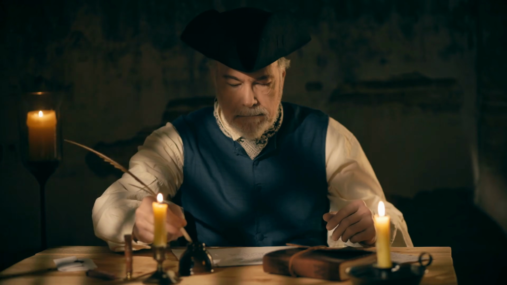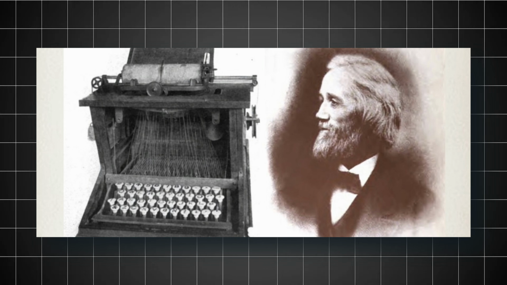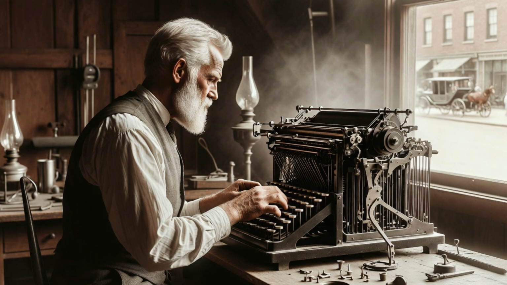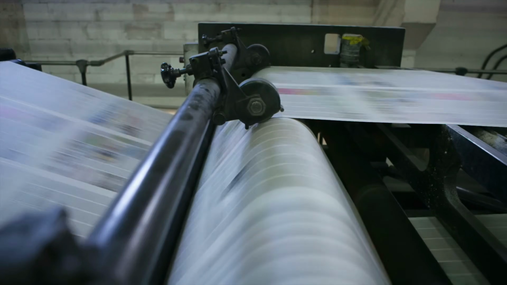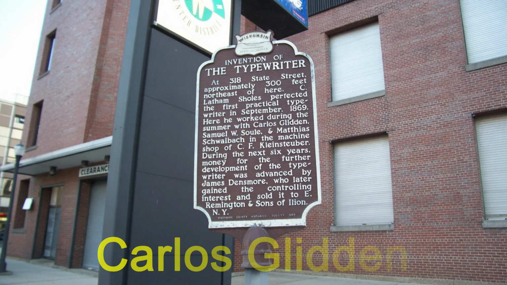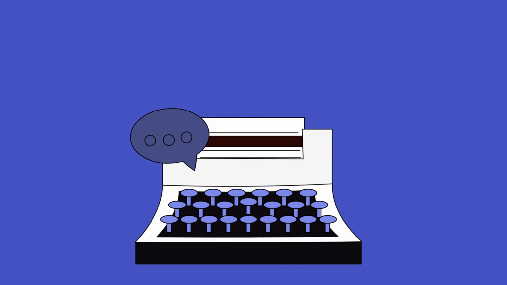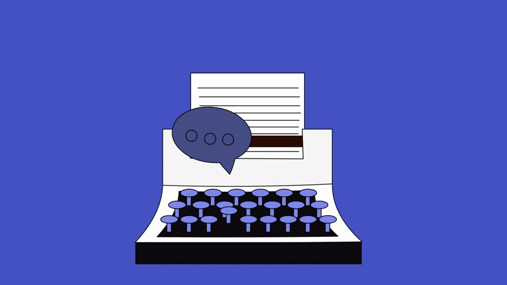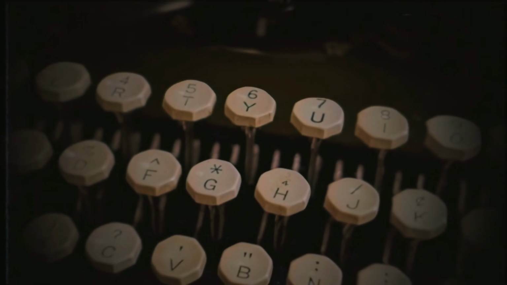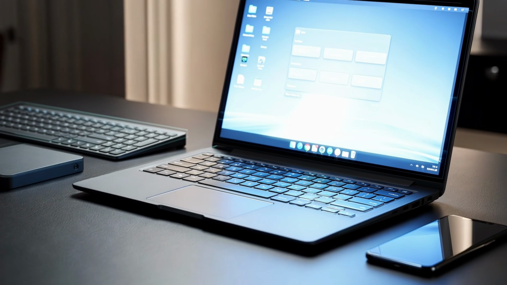In the late 1860s, an American inventor named Christopher Latham Sholes was working in Wisconsin. Sholes was a newspaper editor, printer, and tinkerer who, along with colleagues Carlos Glidden and Samuel Soleil, set out to build a practical writing machine. Early versions of what would become the typewriter looked nothing like the sleek devices we know today.